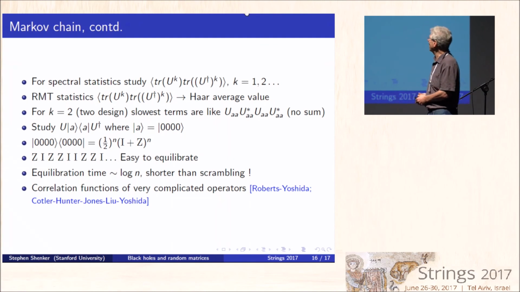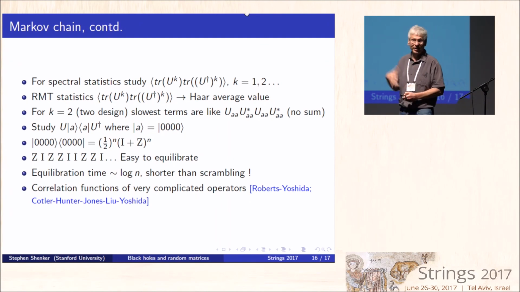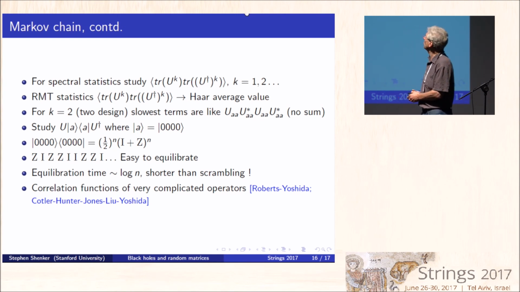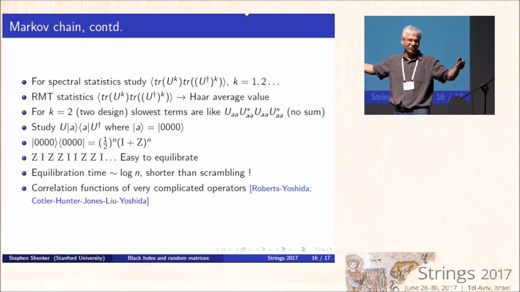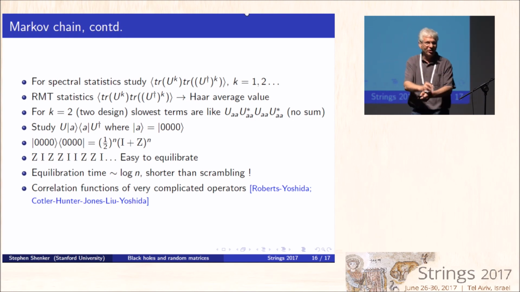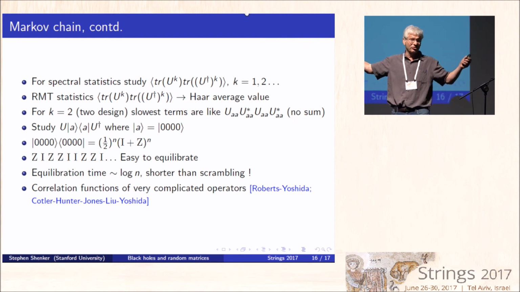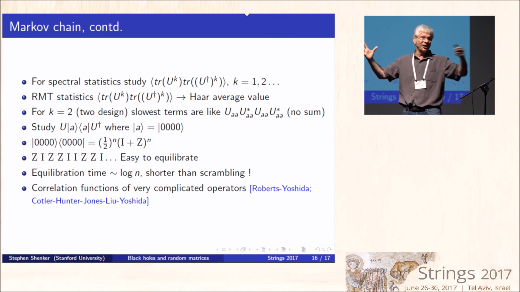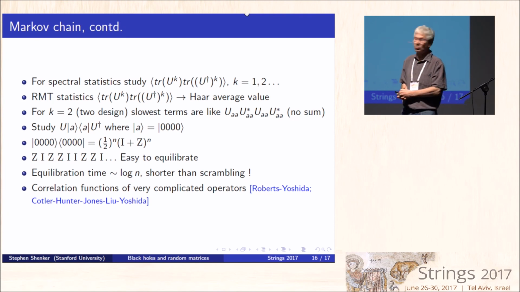This is closely related to an observation that these authors made about quantities like this and something else called the frame potential. That you can rewrite these things in terms of correlation functions of very complicated operators. And the question is not how a simple operator gets big, that's the scrambling question, but how very complicated operators equilibrate. And we see here it takes a rather short time.